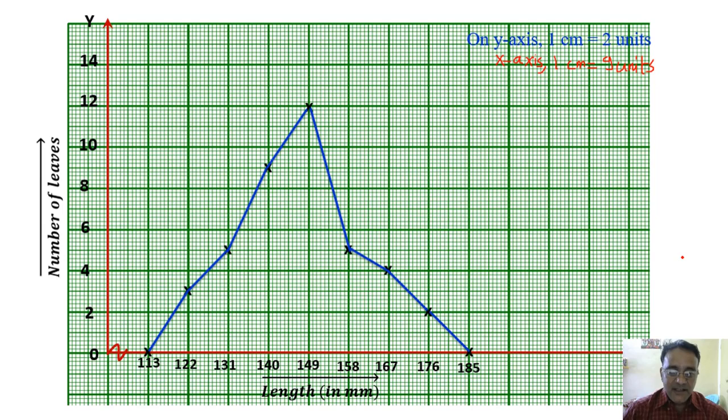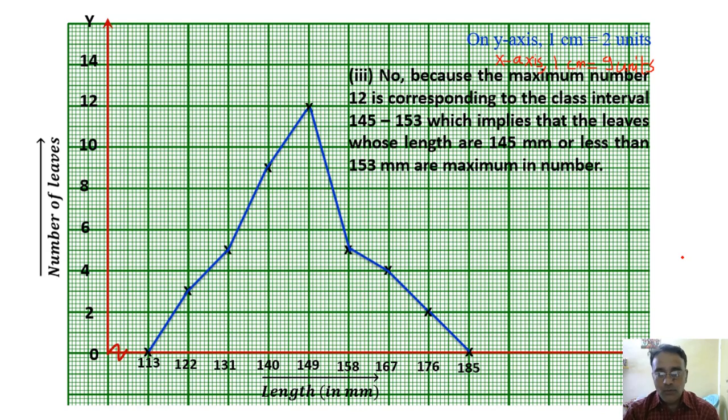Okay, fine. इसमें एक क्वेश्चन और था. One question was there कि 153 में हम लोग ये क्या मैक्सिमम नंबर होगा? So my answer is no, because the maximum number 12 is corresponding to the class interval, that is 145 to 153, not the particular 153. ठीक है? Is that clear? Yes, sir. Right, which implies that the leaves whose lengths are 145 millimeter or less than 153 millimeter are maximum in number, not the particular number, that is 150 or 151.